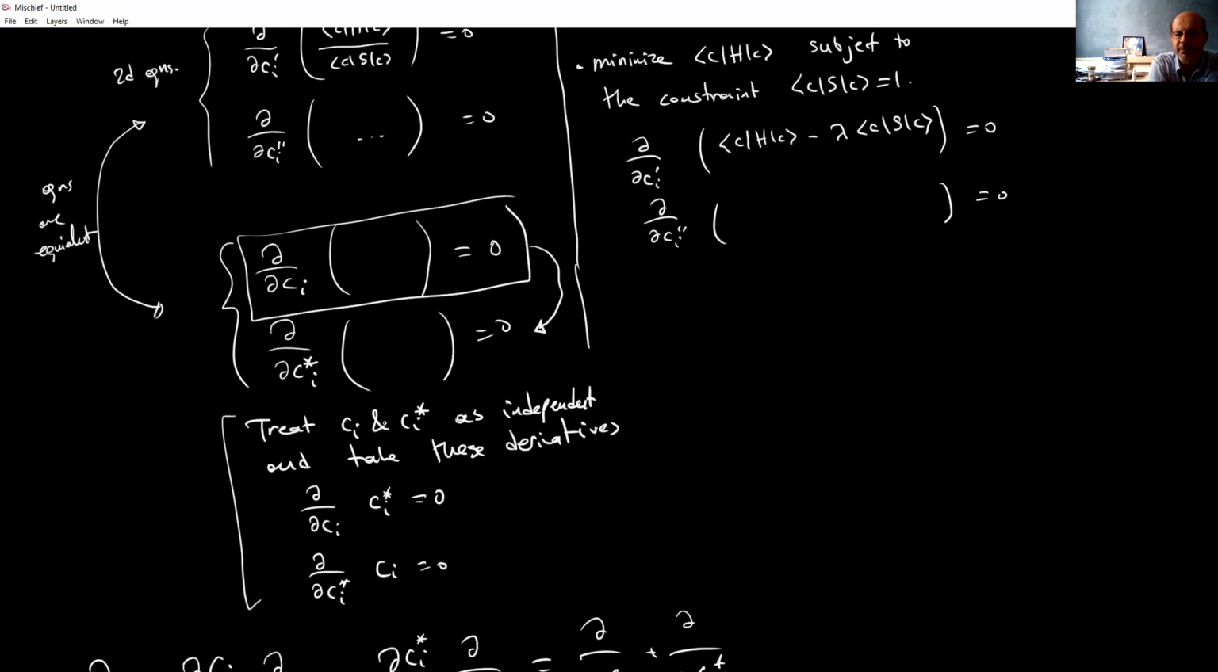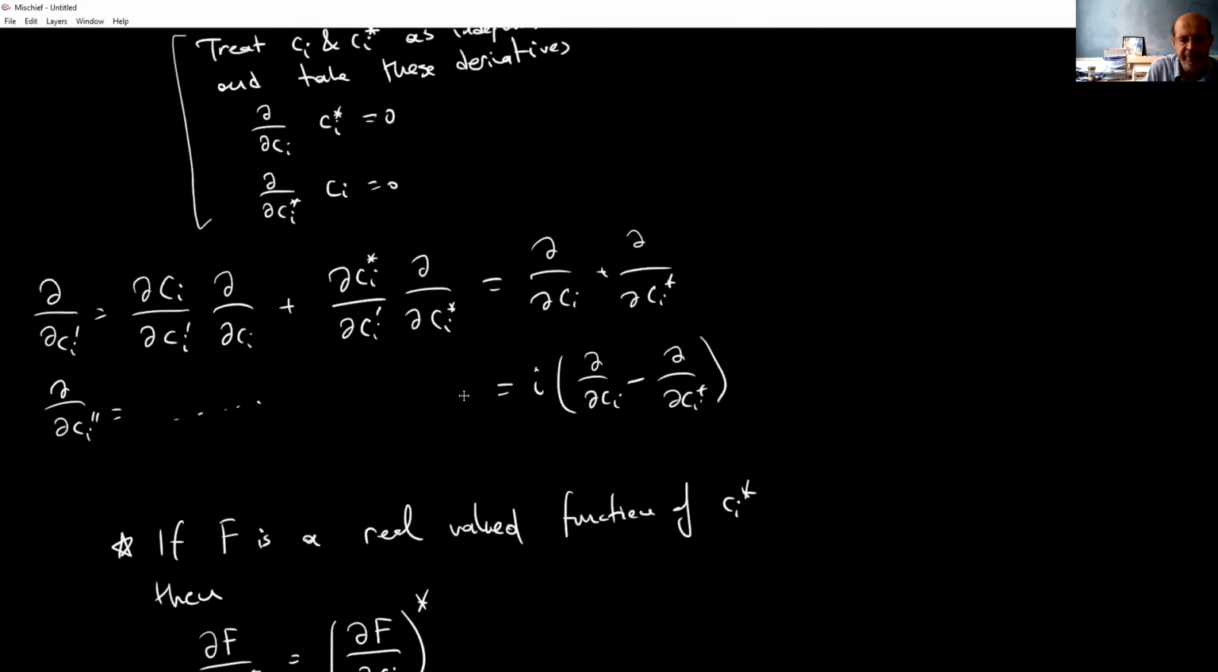So in that case, you get some kind of a complex equation, which somehow contains both of these equations, right? So this is minimize E bar. So that's basically this thing in here.